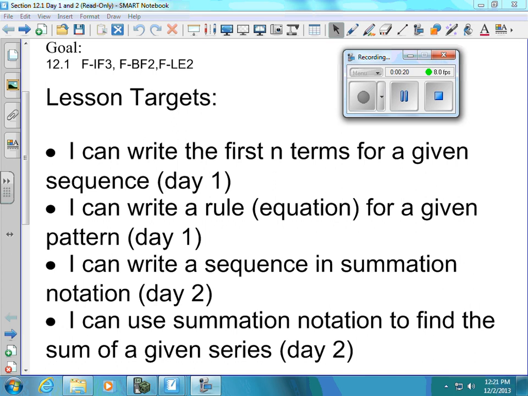Targets for today: I can write the first n terms for a given sequence. I can write a rule or equation for a given pattern. This lesson might be split over 2 days. We'll do all the notes today, but it might be split over 2 days. You're going to write a sequence in summation notation, and you're also going to use summation notation to find the sum of a given series.